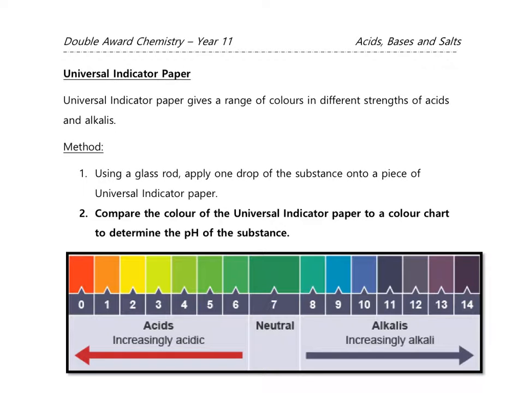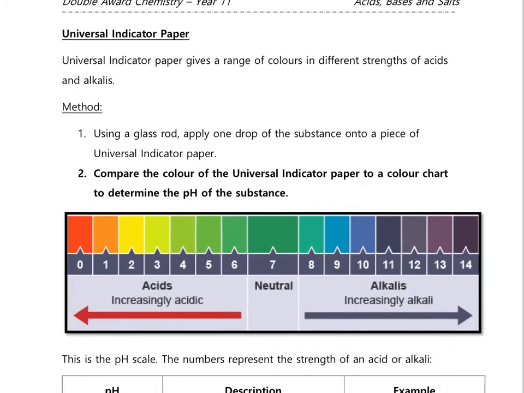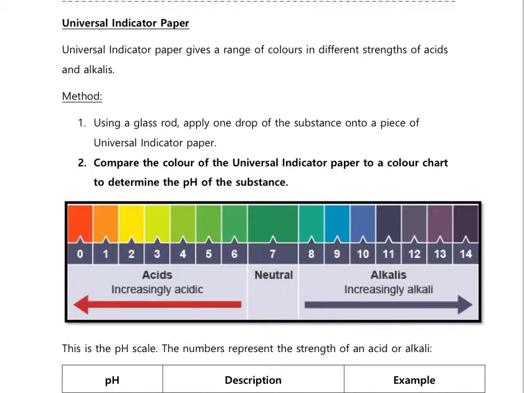If you turn over to page 5 now, we'll have a look at universal indicator paper. If you remember, one of the limitations of litmus paper was that it doesn't tell us the strength of an acid or an alkali. That's where universal indicator can come in, because it gives a range of colours depending on the strength of the acid or the alkali. You can see here your pH scale, which again you would have met back in first year. It gives a range of colours in different strengths of acids and alkalis, and that corresponds to a number, and that is what we call a pH number.